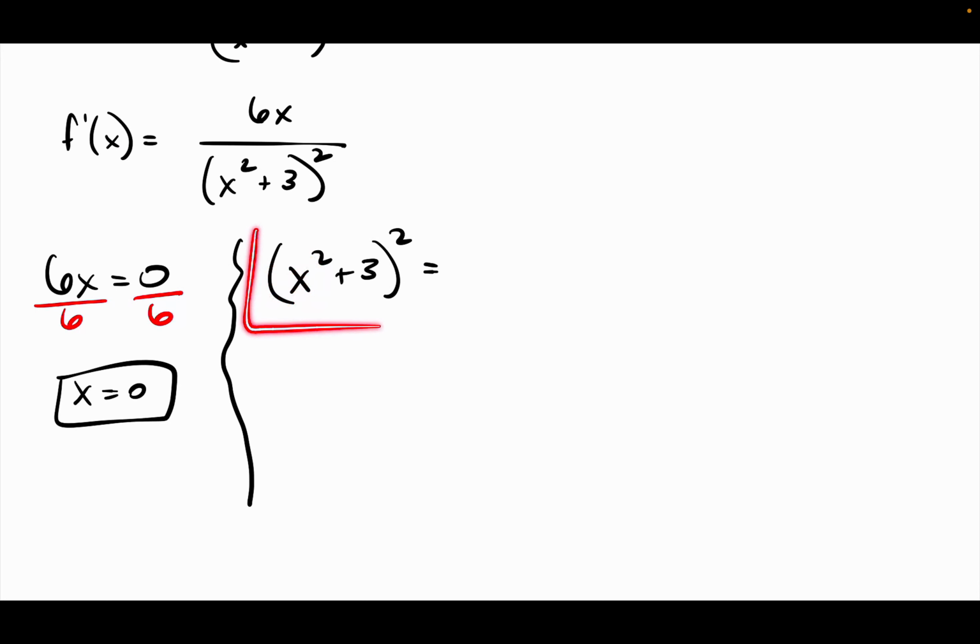So if you don't know that, you can solve it. Just take the square root of both sides. Then subtract 3 from both sides.